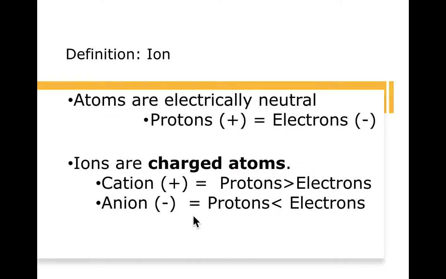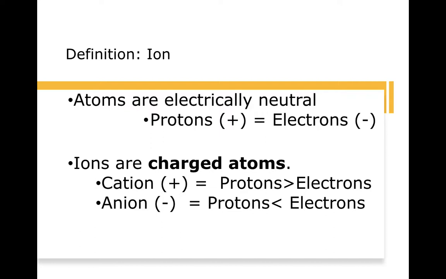Okay, one more definition: ion. Now atoms, and we've just been talking about atoms, are electrically neutral. And that means that protons, which are positively charged, will equal the electrons, which are negatively charged, because the 2 cancel each other out, and an atom will be left with no net charge.